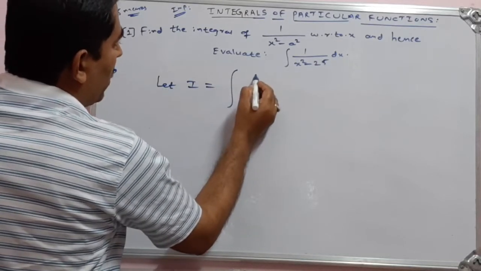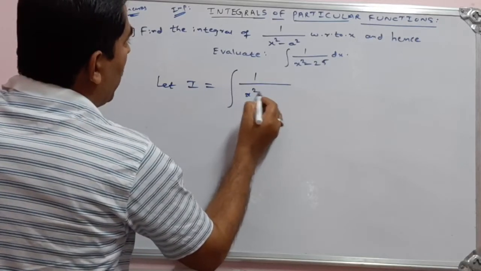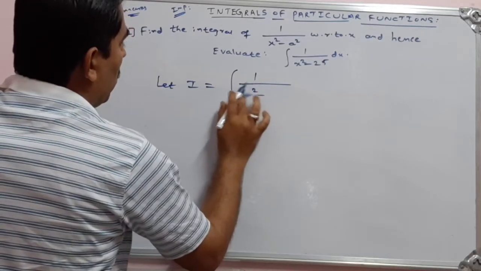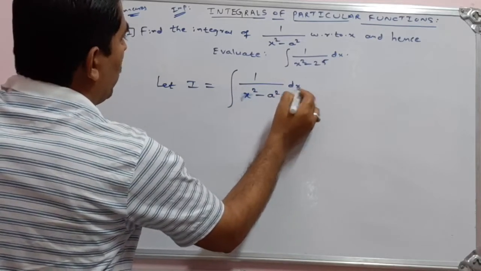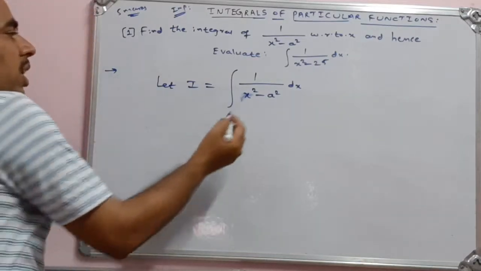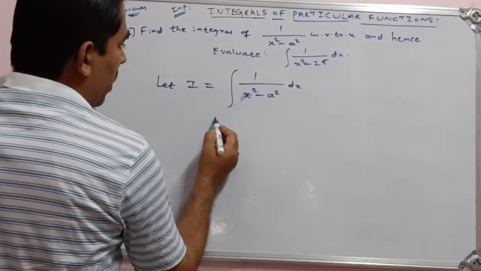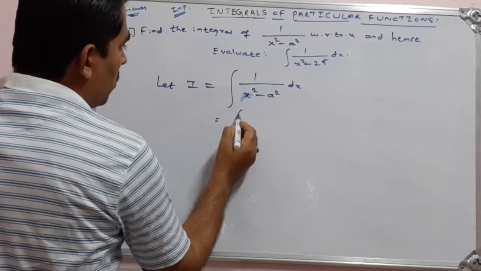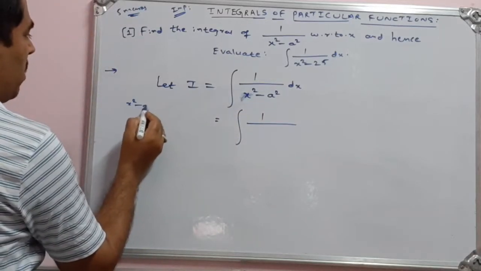So I is the integral of 1 by x square minus a square with respect to x. I have to find the integral of this. Observe the denominator here: x square minus a square. Let me write it here. x square minus a square.